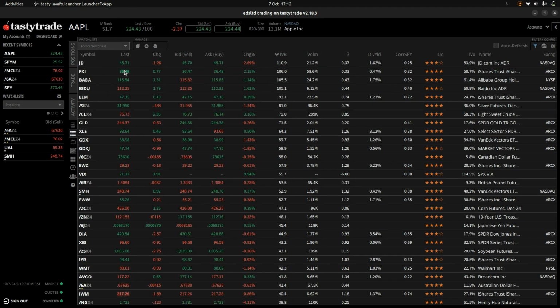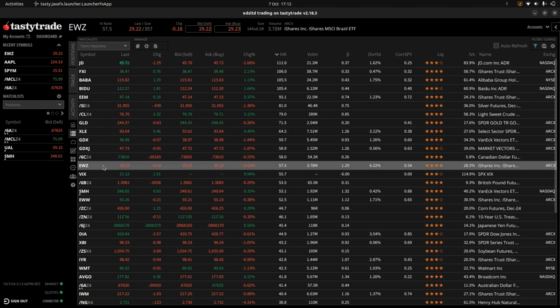Obviously, we've got some Chinese stocks at the top. IV rank on these have been very, very high recently. XLE has had a very high IV rank for a little while. EWZ is the Brazil ETF. It's got an IV rank of 57.5 for an ETF.